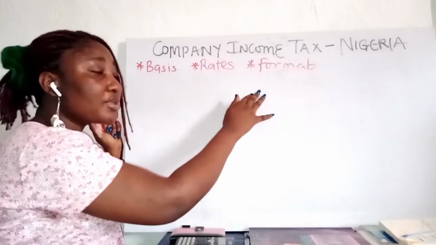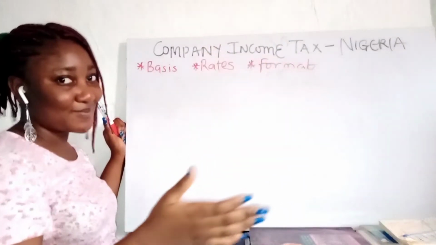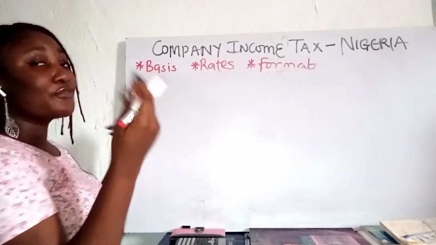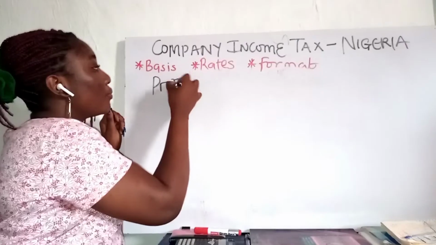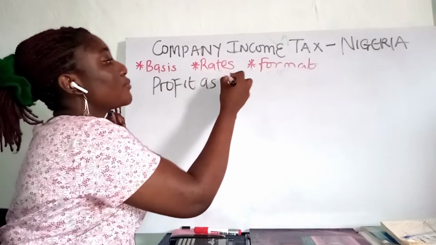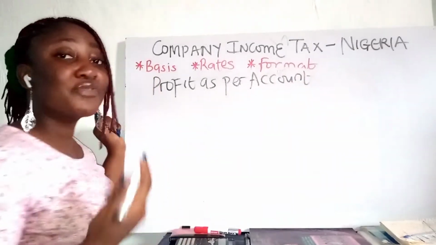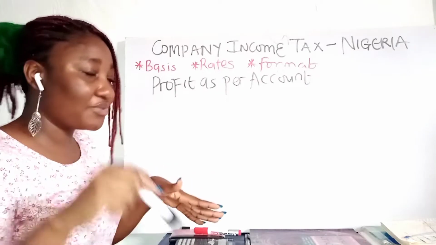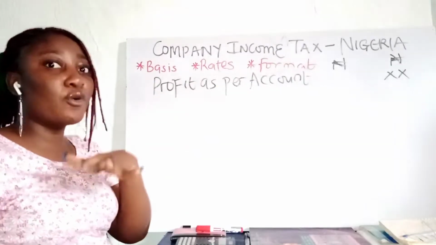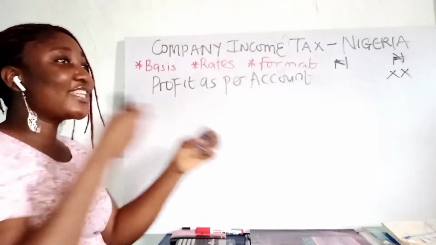You write the name of the company, then you write computation of company income tax for so year of assessment. So you start from profit as per account. They would always give you the profit as per account in the question. What does profit as per account mean? Profit as per accounting record. You know, the accounting approach and the tax approach are different. And the accountant in the company has already done a lot of concoction. They have already deducted a lot of things.